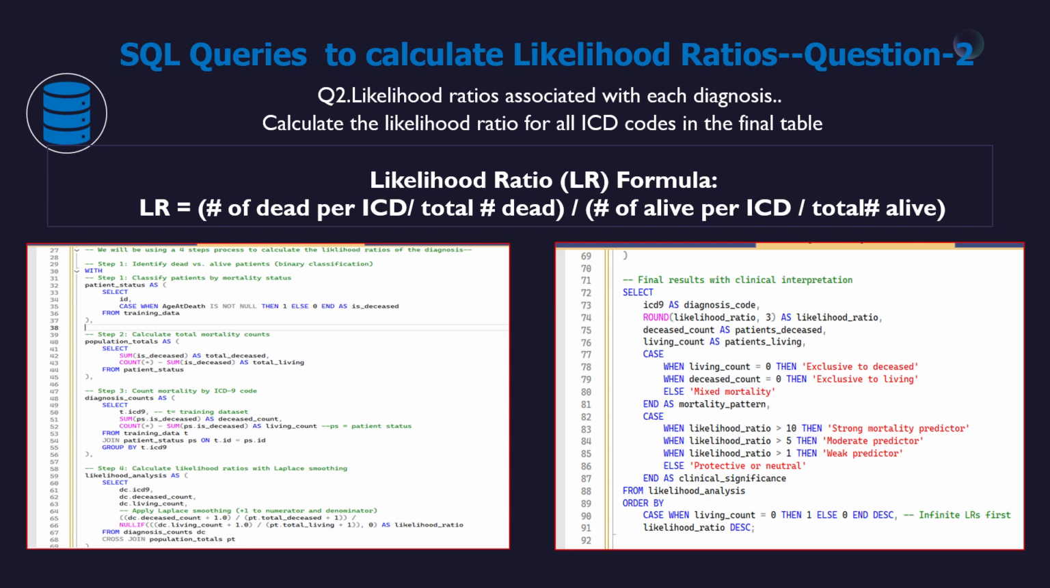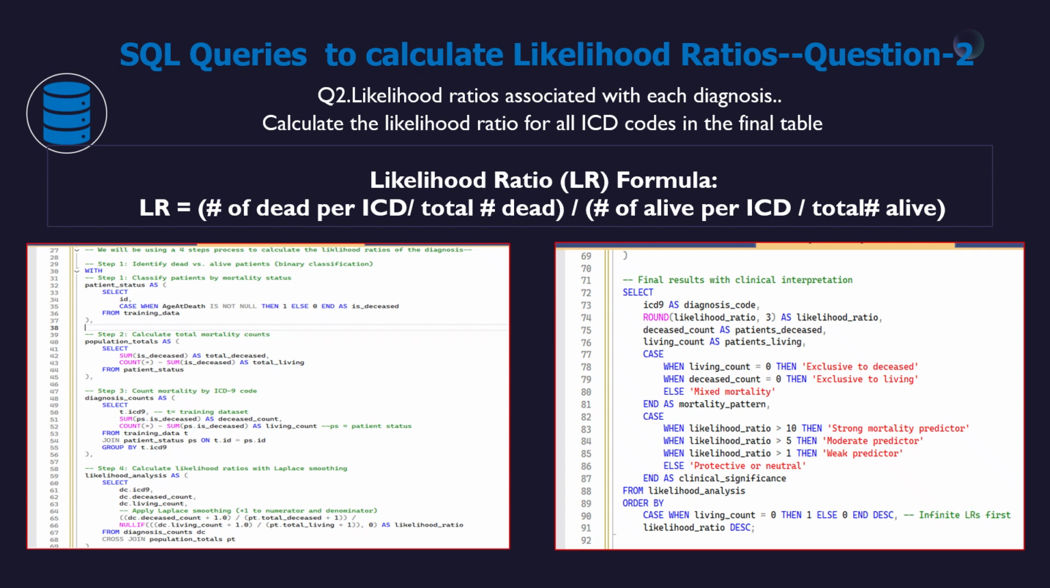So the training data set's ID, you join that with the patient status ID, which you've already calculated, and then group that by the training ICD-9. Next, you calculate the likelihood ratio with the Laplace smoothing technique, in which you use the diagnosis count of the ICD-9 code, the diagnosis count of the disease count, which you've already calculated, the diagnosis count of the living count, and then you apply the Laplace formula to it.